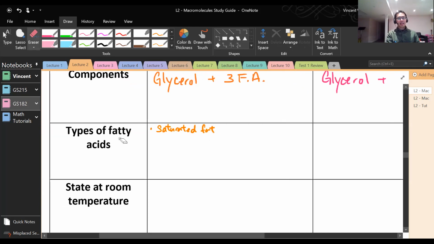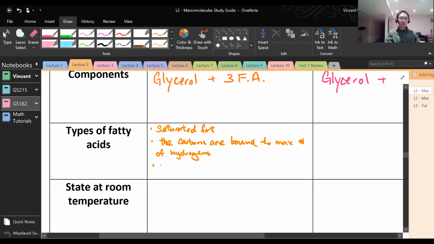Okay, saturated fat. What does that mean? It means that the carbons in the fatty acids are bound to the maximum number of hydrogens.